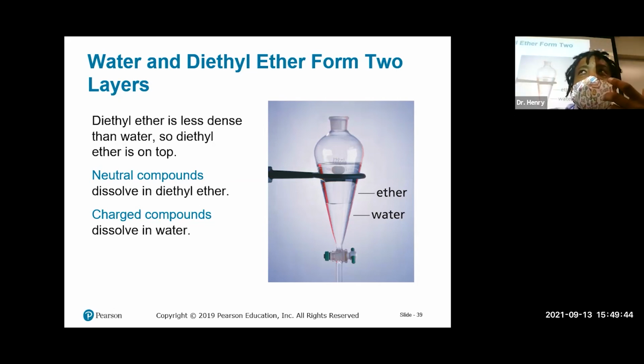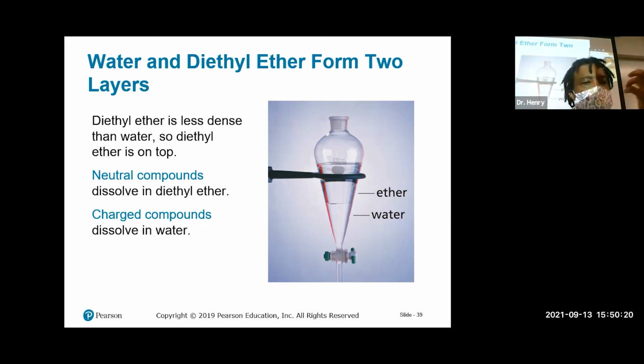This is going to be pretty interesting, because neutral compounds are going to be able to be dissolved in diethyl ether, whereas charged compounds are going to be able to be dissolved in water. So we get a layer of diethyl ether and a layer of water, and then we just mix it all up. All the things that are neutral are going to go with the diethyl ether, and the stuff that is charged is going to go with water. And so it allows us to do separation.